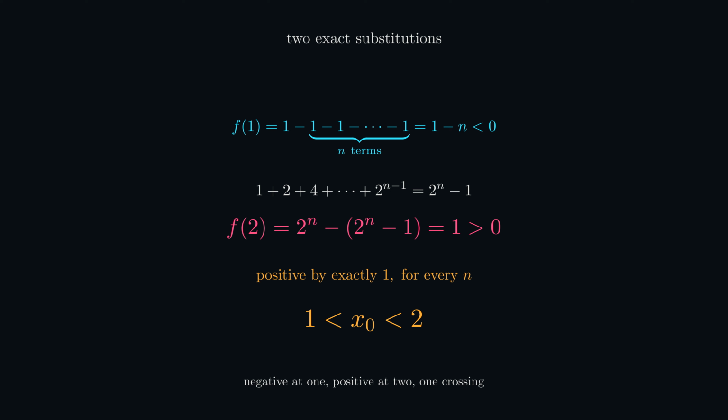At x equals 2, the subtracted terms form a geometric sum. 1 plus 2 plus 4, up to 2^(n-1), which is exactly 2^n minus 1. So f(2) is 2^n, minus that, which is 1. Positive, and remarkably, positive by exactly 1 for every n. Negative at 1, positive at 2, only 1 crossing in between. Therefore the solution lies strictly between 1 and 2.